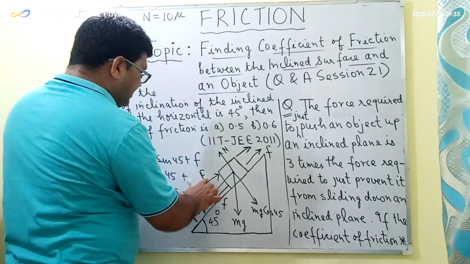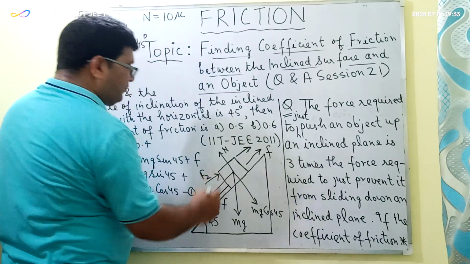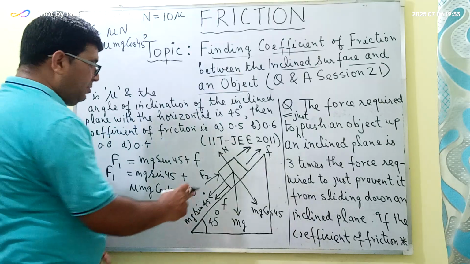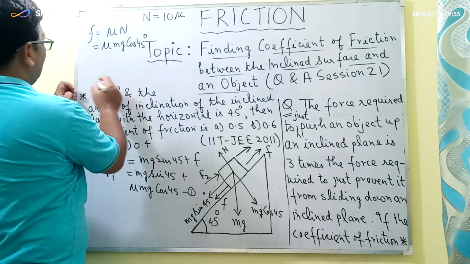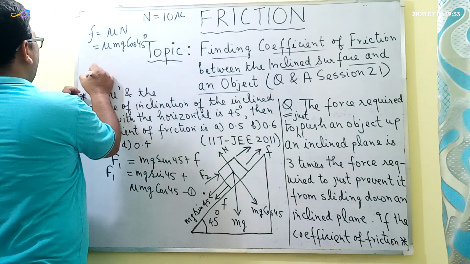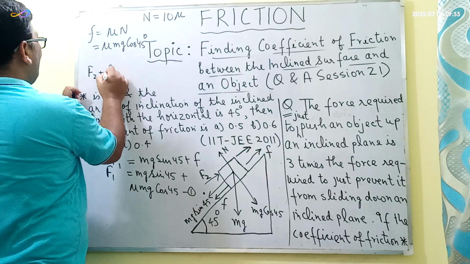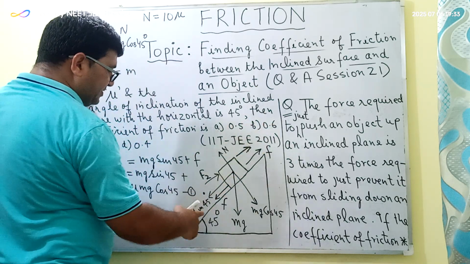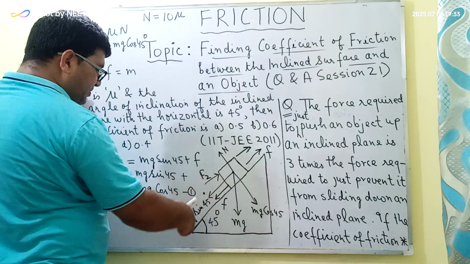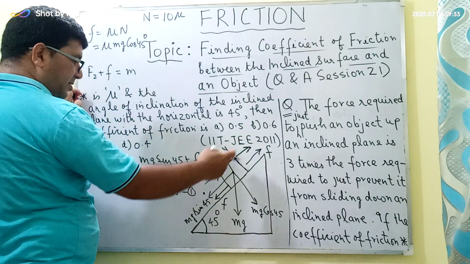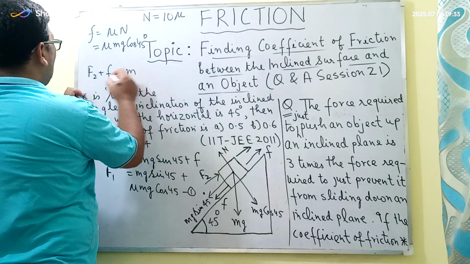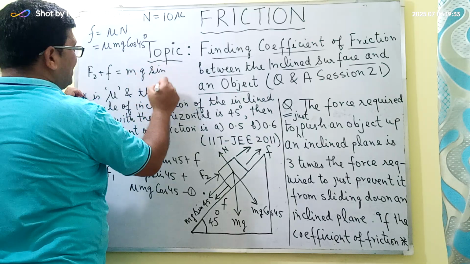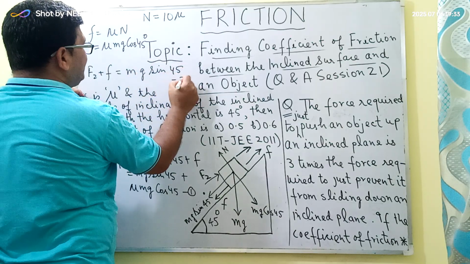Let us say in the second case, I have applied the force F2 in order to prevent it from sliding down. So in the second case, I will be getting F2 plus F. This will be equal to, because F2 is acting in this direction, F is acting in this direction, and mg sin 45 is acting in the opposite direction, that is down the plane. So F2 plus F will be equal to mg sin 45.